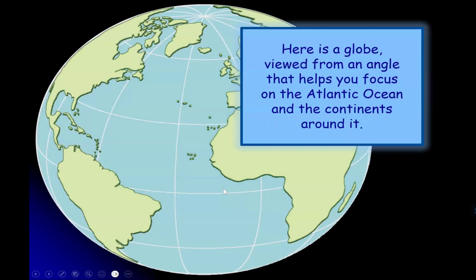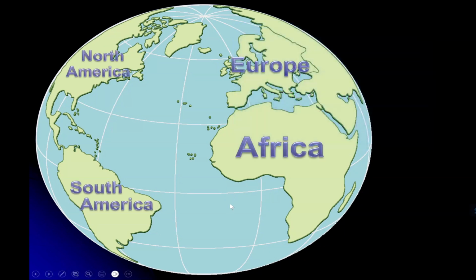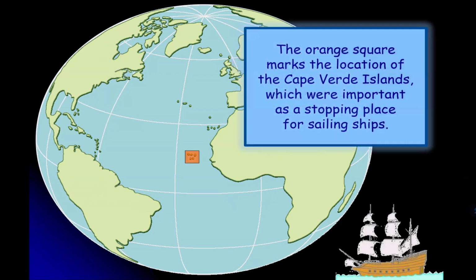So here's a globe viewed from an angle that lets you focus on the North Atlantic Ocean and the continents that are around it: North America, South America, Europe, and Africa. The orange square marks the location of the Cape Verde Islands. These were a very important stopping place for sailing ships. And the reason that they were so important: place to get water, place to stock up with food, place for sick sailors to get off until you bring in a couple new sailors to help you out.